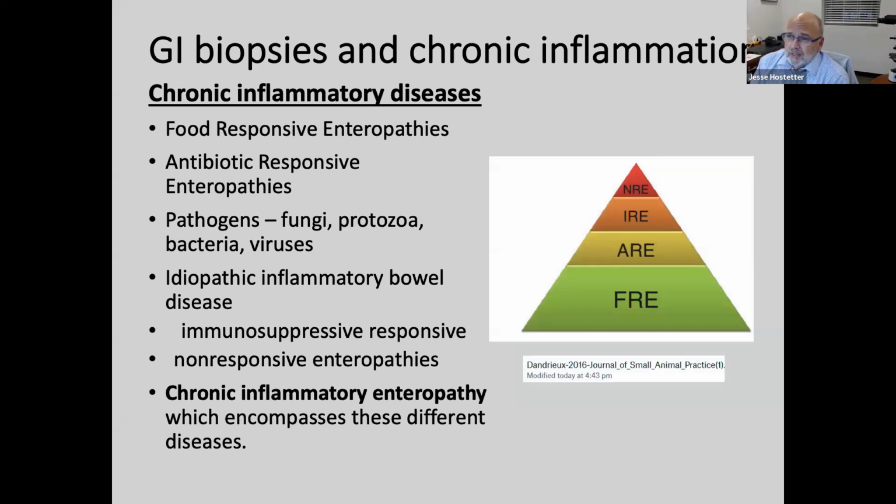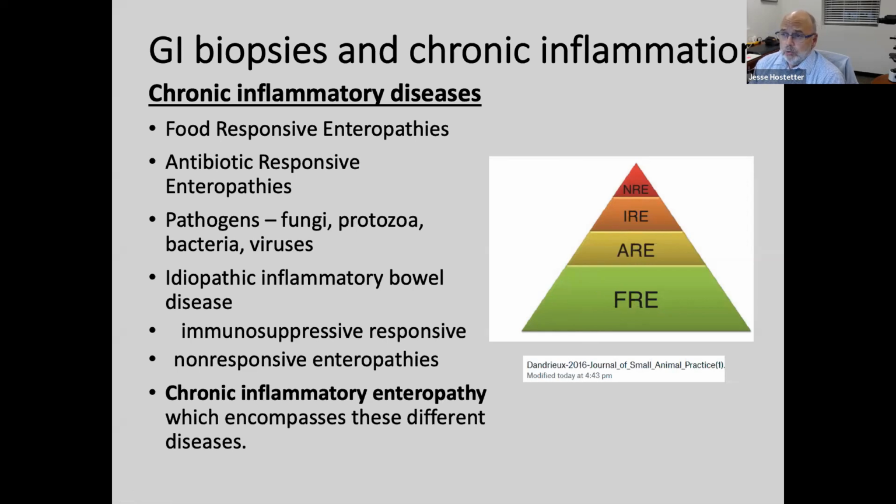I like to start with this slide. Today, I'm going to talk about chronic inflammatory lesions. There's lots of acute inflammatory lesions. I'm not going to touch much on those, but there are a lot of different etiologies of chronic inflammatory diseases in the dog and the cat. And I like this slide because it shows a pyramid with the most frequent, which is the food responsive enteropathies, coming up to the idiopathic enteropathies and the non-responsive enteropathies.